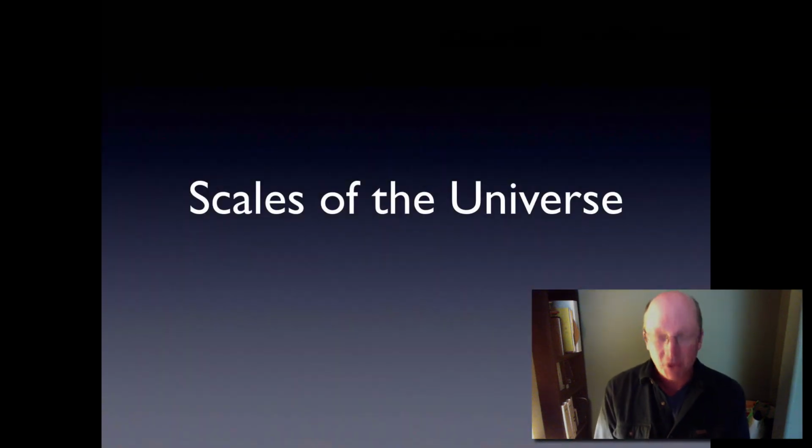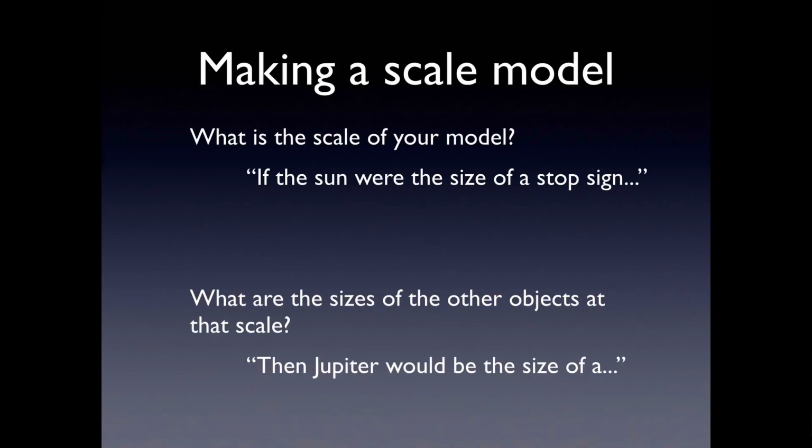Okay, so for scales of the universe, let's first take a look at what it takes to make a scale model. Anytime you want to make a scale model, you're pretty much asking yourself two questions. You're asking yourself, what is the scale that you want your model to have? So for example, in our solar system, I could say if the sun were the size of a stop sign, so that instantly sets my scale. It means that everything in my model will scale such that the sun is the size of a stop sign. And then I ask a second question. I say, what are the sizes of the other objects in that scale? So if I say if the sun were the size of a stop sign, then Jupiter would be the size of, and I calculate out what Jupiter would be the size of.